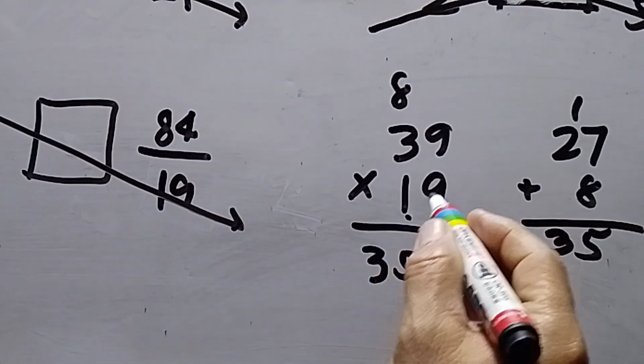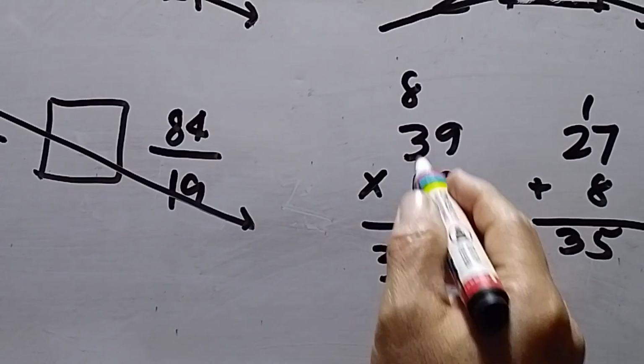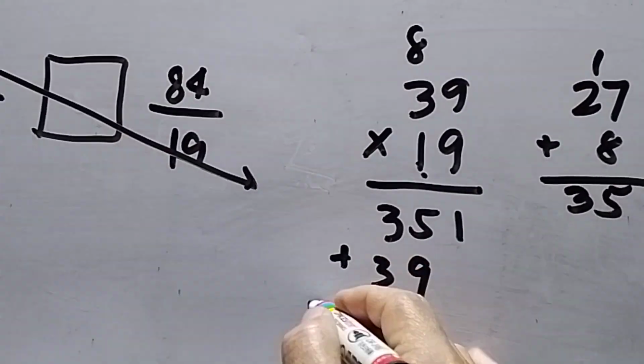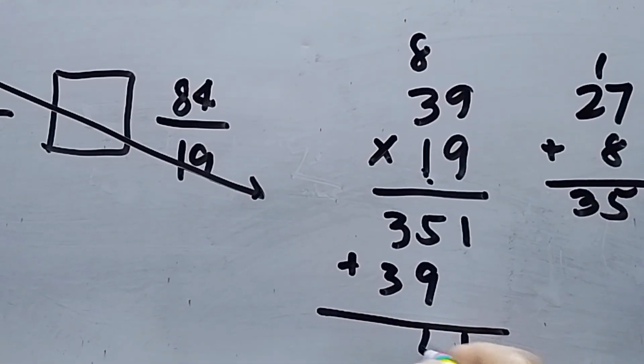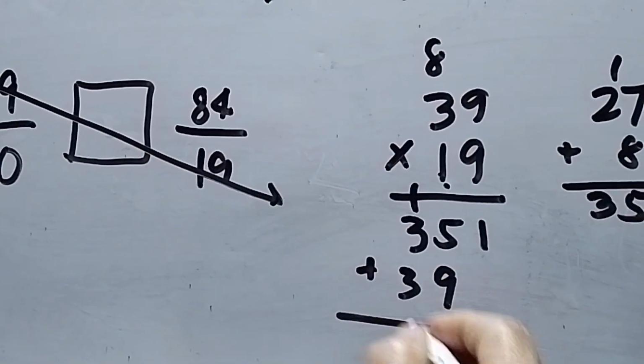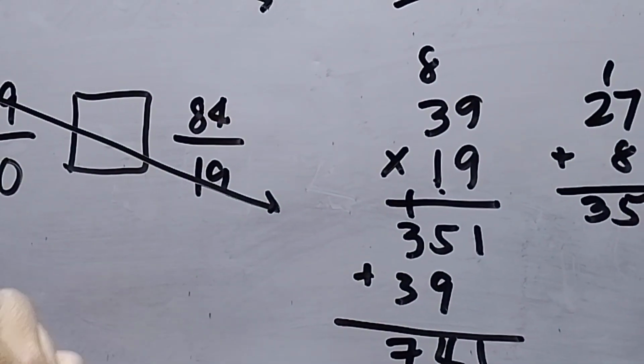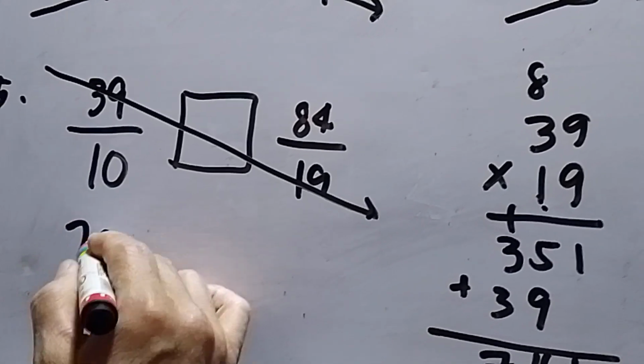And then 1 times 9 is 9. 1 times 3 is 3. So 1. This is 14, carry 1. 741. So at the left side, I mean 741.